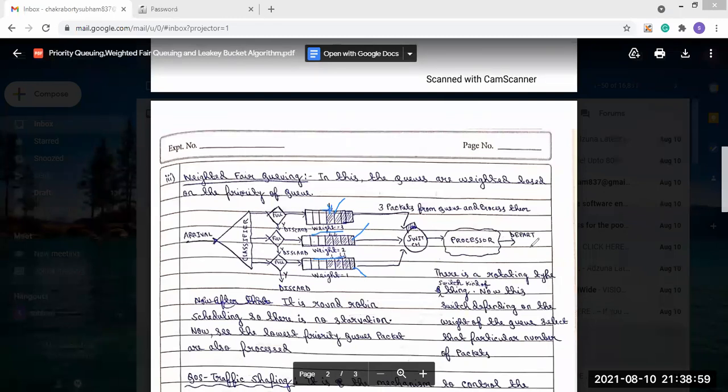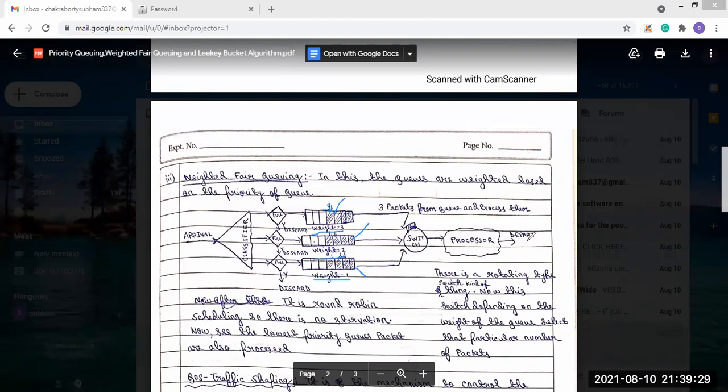After completing that, the switch will go to the third queue. Now in this third queue, the weight is given as 1. So from here, 1 packet will be chosen, and it will be processed and depart. So that means you see now the packets are chosen from all of the queues.